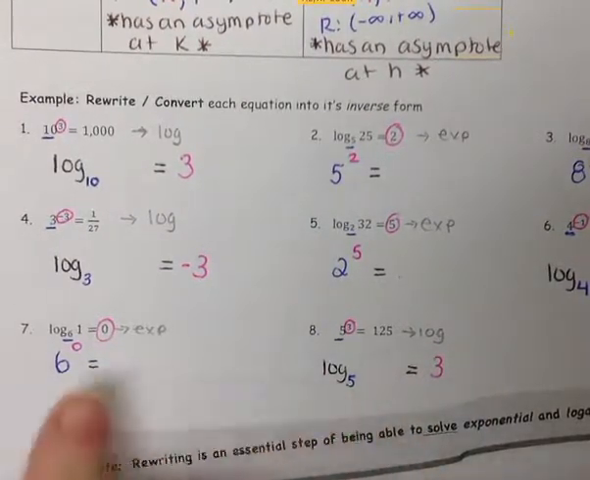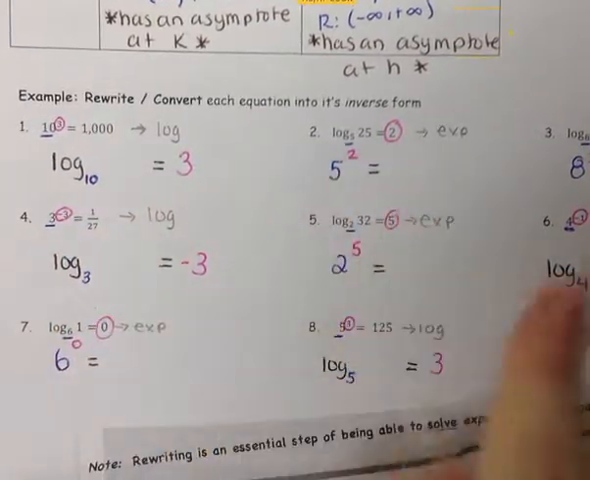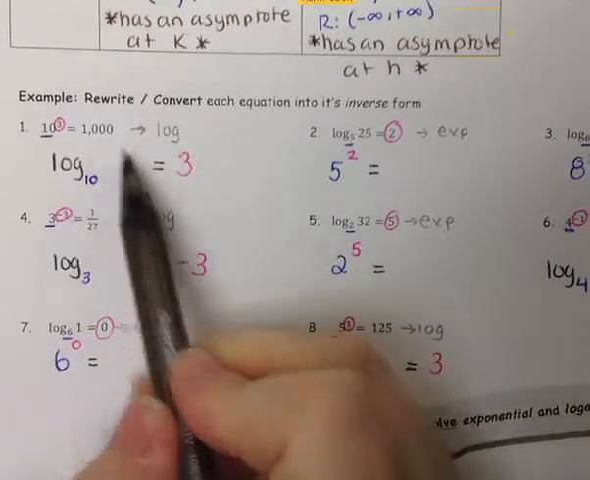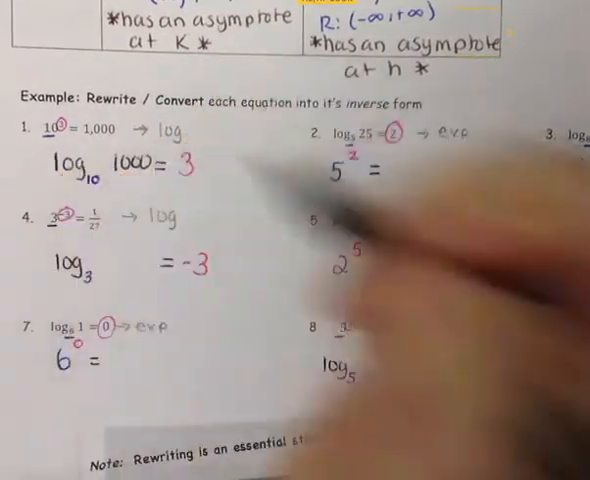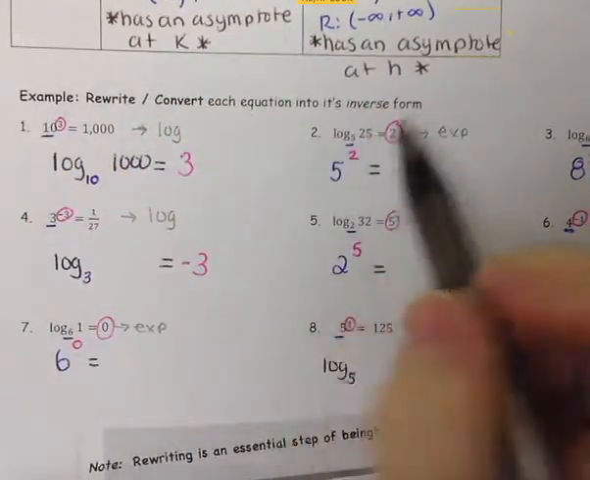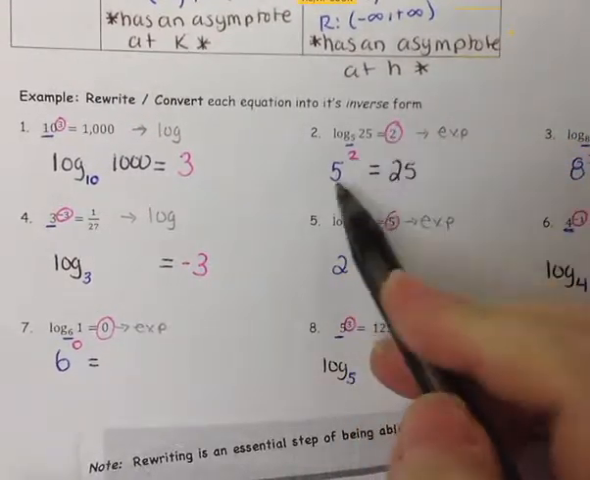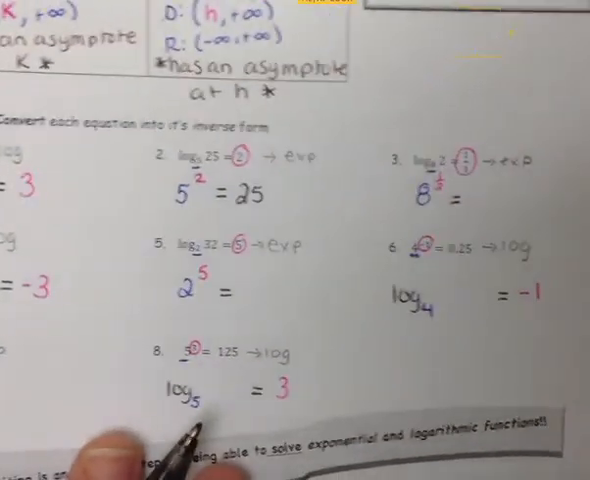Now, we've already used 2 of the 3 numbers. So the space that was empty in each of them is where we put that other number. So on number 1, the 1,000 has to go into this space right here. Number 2, the 25 has to go into this space on the right. And we can see that 5 squared is 25.